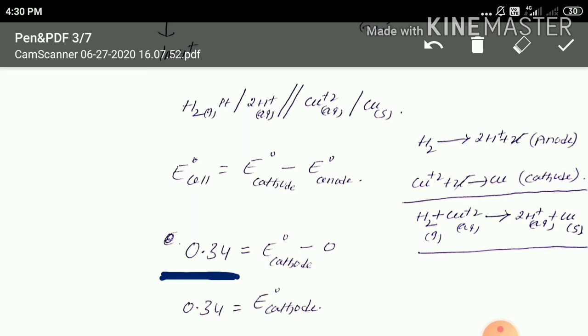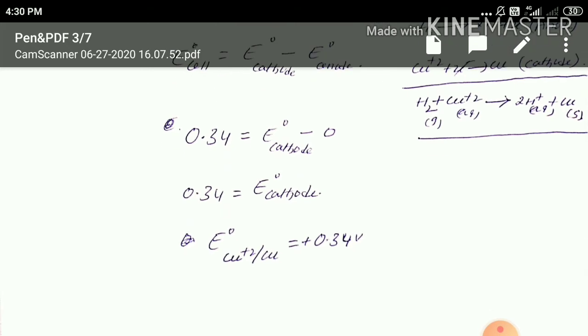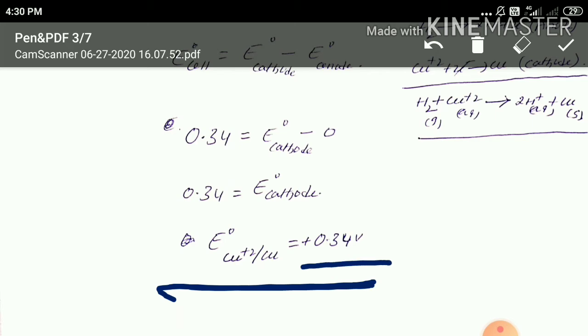Next, the overall reaction I have written here. In this given reaction, the copper electrode is taken as the cathode. Here the Cu2+ ions are converted into copper. So here a reduction reaction occurs. That's why it is a standard reduction potential value. That value is equal to 0.34 volts.